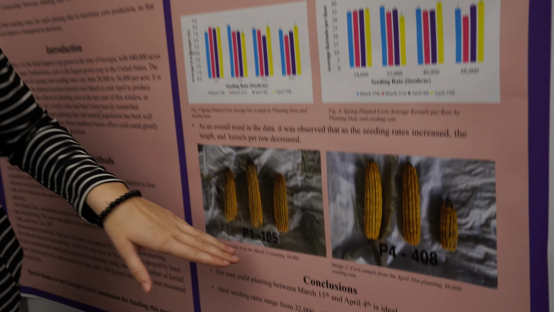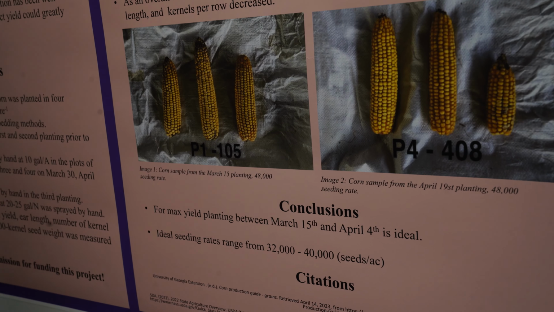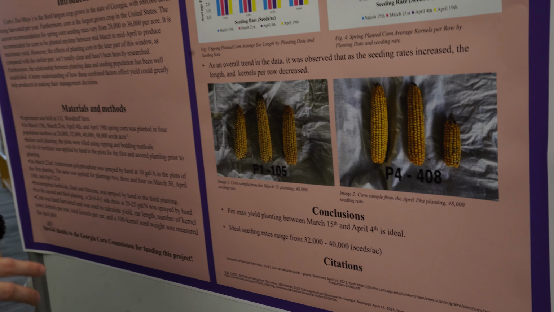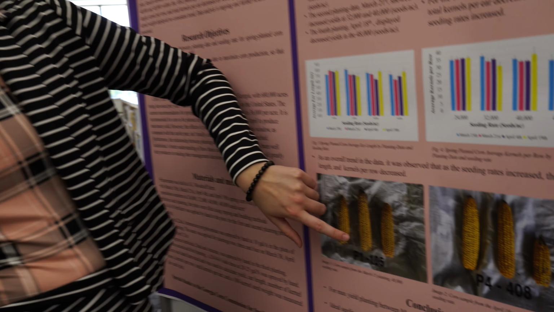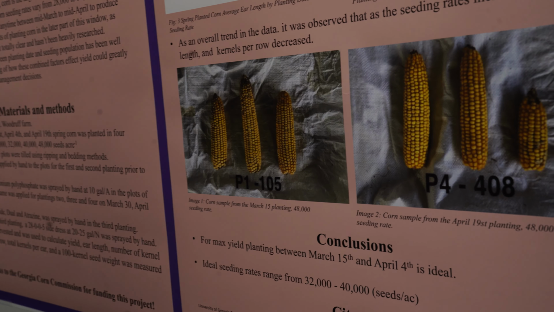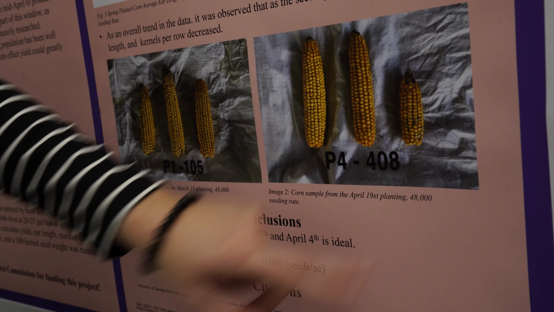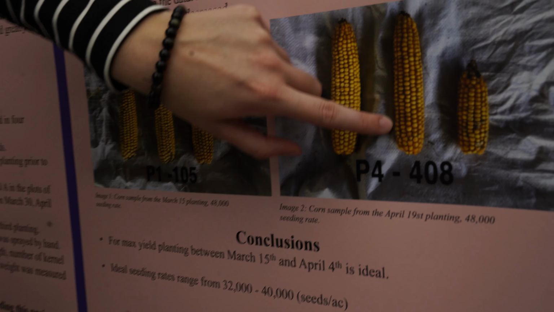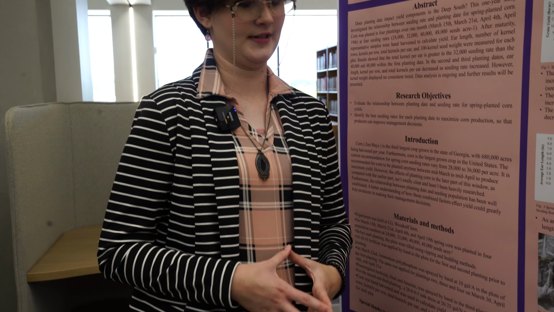And then we have here our first planting, March 15th, versus our fourth planting, April 19th, where these are both in the 48,000 seeding rate. You can tell that all of these look pretty similar. They're pretty uniform. They're about the same in height. You see the rows are very straight. All the kernels are about the same size. Whereas with our fourth planting, this one is obviously a little runt. And then these two, if you look closely, you can see inconsistencies in the sizing of the kernels and in the placement. So what do we conclude from this data?